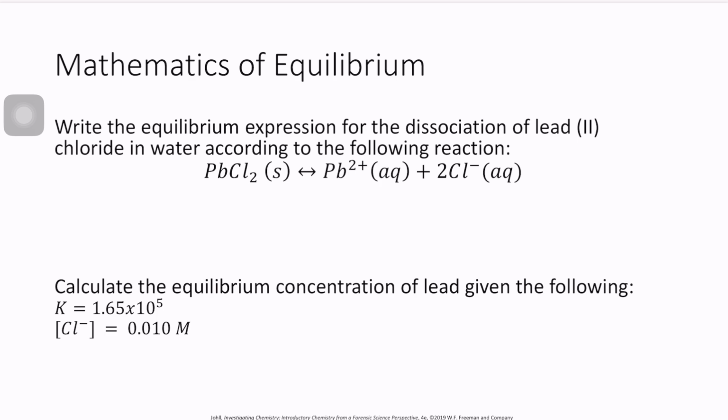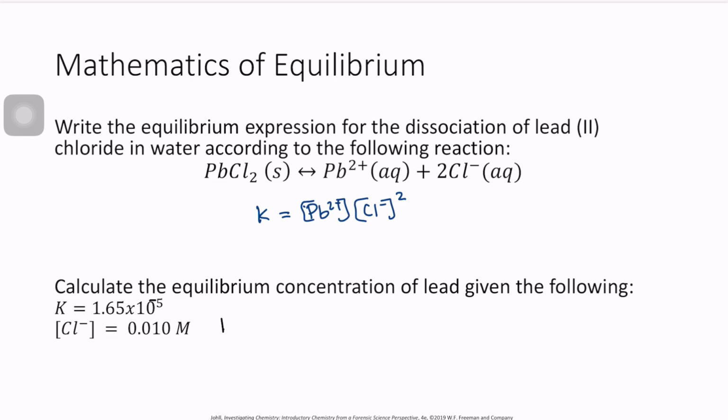And now the dissociation of lead 2 chloride in water according to the following reaction. So again, I can write my equilibrium expression. It is going to be the concentration of lead 2 times the concentration of chloride squared. We want to calculate the equilibrium concentration of lead given the following. K is 1.65 times 10, oh, this should be to the negative 5, and chloride is 0.010.